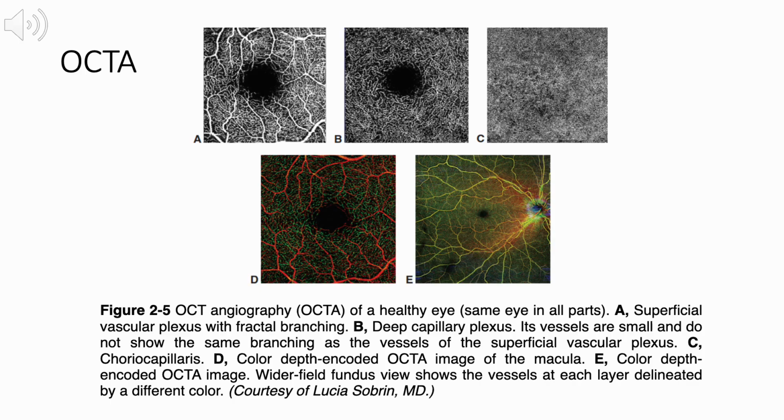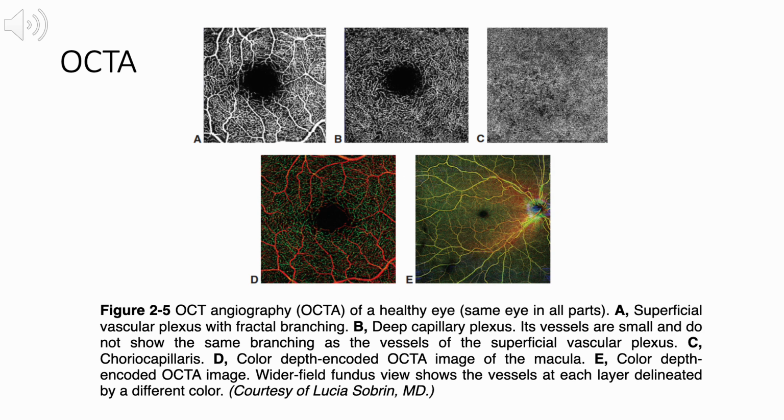These images demonstrate the depth-resolved capabilities of OCT angiography in a healthy eye, highlighting how different vascular layers can be visualized separately and then integrated. Panel A shows the superficial vascular plexus, characterized by larger vessels with a branching fractal pattern surrounding the foveal avascular zone. Panel B illustrates the deep capillary plexus, where the vessels are smaller, more densely packed, and lack the same branching architecture seen in the superficial plexus.